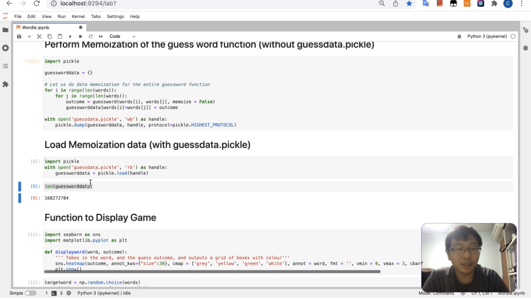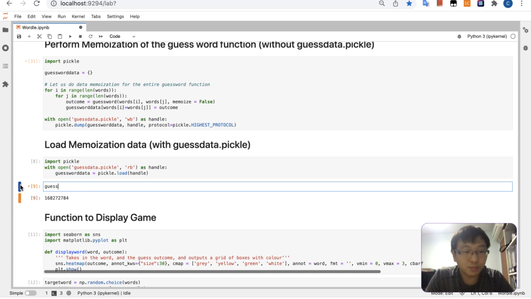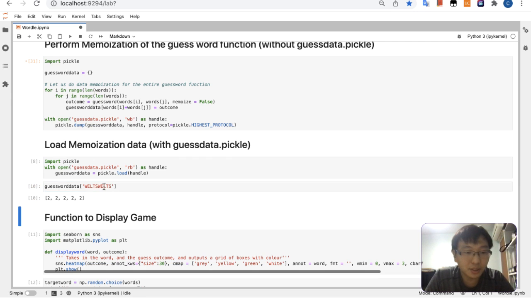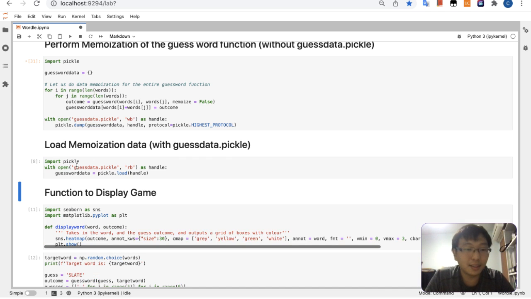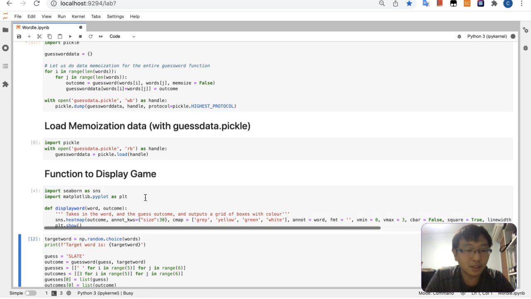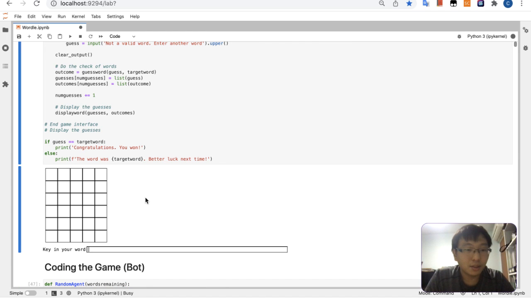Okay, so now we have the guessword data. So let's see guessword data like welts. Do I have a word called welts? I'm just curious. Welts, melts. Okay, good. So we have the guessword loaded. Let's do the function to display the game. Then we just do a sample game.